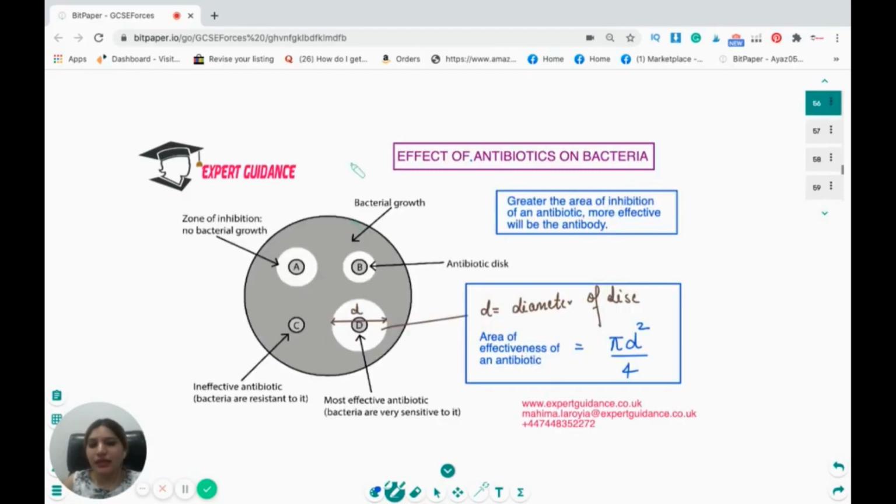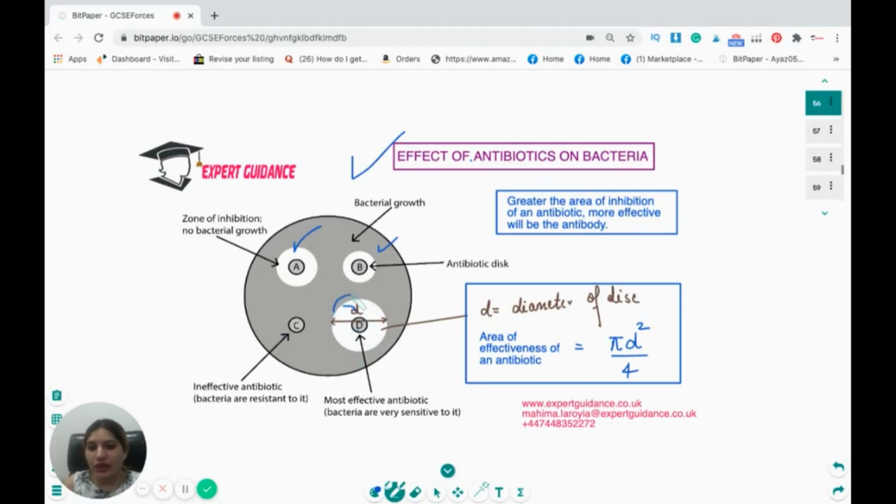Now, this is a question where they can give you that we have used 3 antibiotics. You can see A, B, C, and D, which is more effective. Now, you can see that D has the highest clear zone where no bacteria is living. So it means D is the most effective antibiotic.